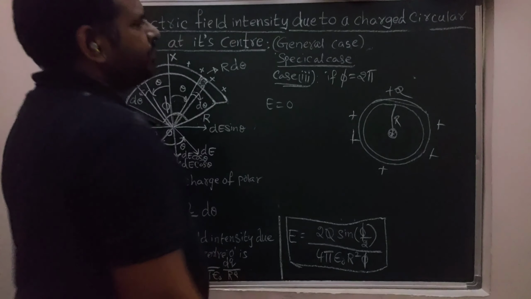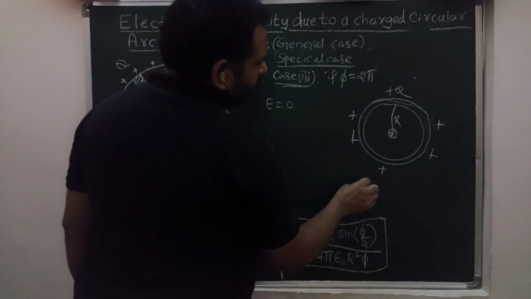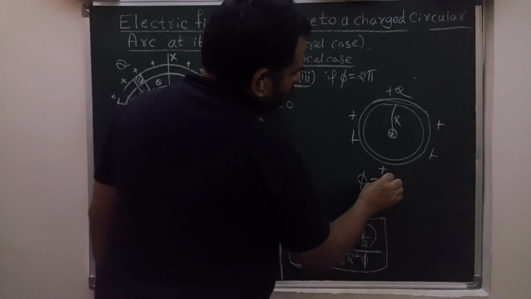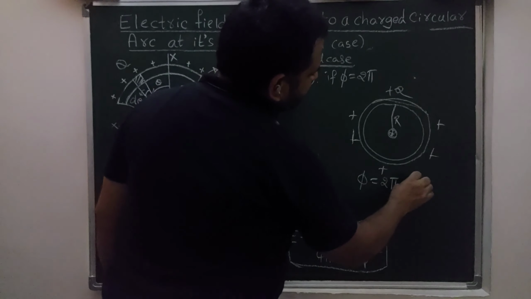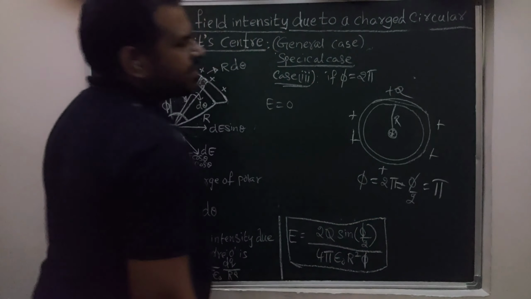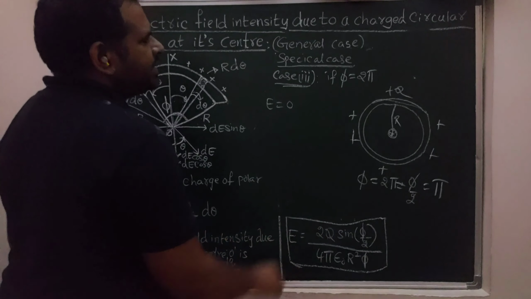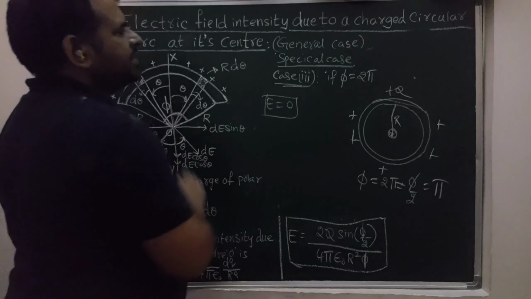E will be 0 here. Why will E be 0? Because phi is equal to 2 pi, so phi by 2 is only pi. Sine 180 is 0, and 0 into anything is 0. So finally the electric field intensity is 0.